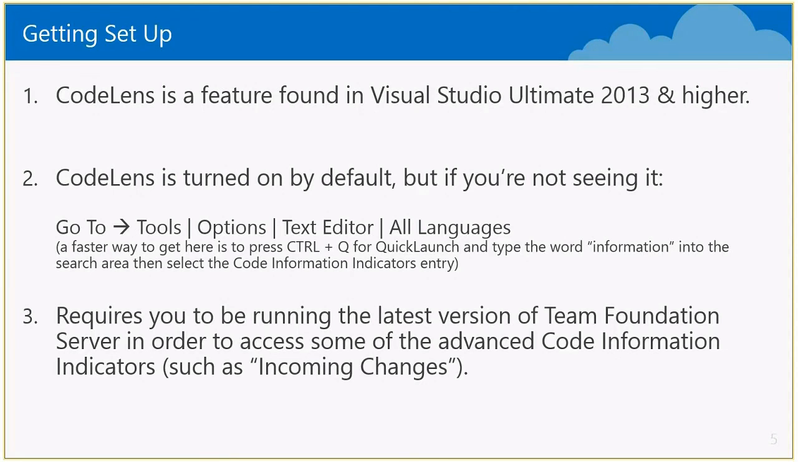However, if you're not seeing it for some reason, you can turn it on by going to Tools, Options, Text Editor, then All Languages. A quick tip, a faster way to do that is by pressing Control-Q for Quick Launch and then typing the word information, and that will give you what we call code information indicators, which is another word for CodeLens. Last but not least, it does require you to be running the latest version of Team Foundation Server in order to access some of the more advanced and newer code information indicators, such as the incoming changes, for example.